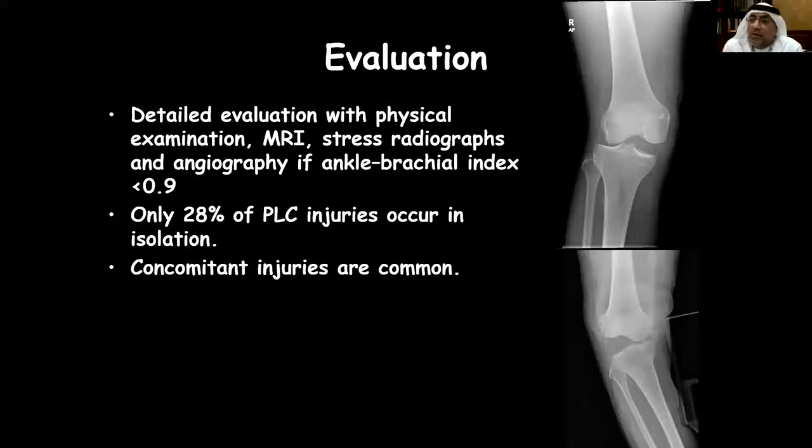Then we come to how we evaluate these patients. We need a detailed physical examination. We need to get stress images. We need to get an MRI. In certain cases, if we think there's a pulse deficit or vascular injury, we need to do an angiogram, especially if the ABI is less than 0.9. And we have to understand there are certain markers for injuries, like the posterolateral corner. Only 28% happen alone, so the majority happen with other injuries. So you need to be hyper-vigilant when you assess these patients.